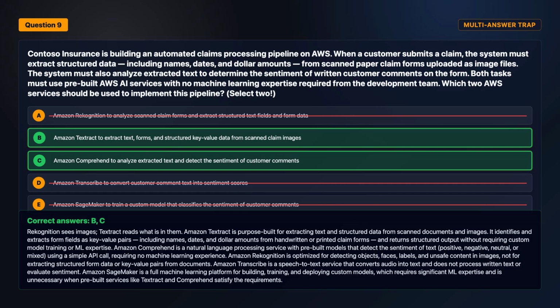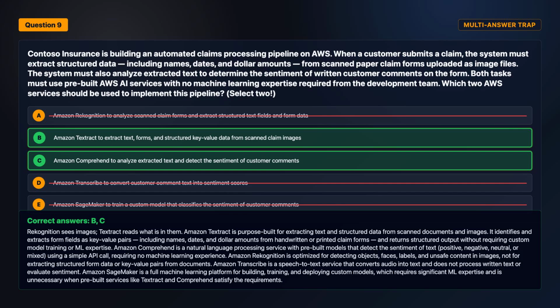Amazon Comprehend is a natural language processing service with pre-built models that detect the sentiment of text, positive, negative, neutral, or mixed, using a simple API call, requiring no machine learning experience. Amazon Recognition is optimized for detecting objects, faces, labels, and unsafe content in images, not for extracting structured form data or key value pairs from documents.